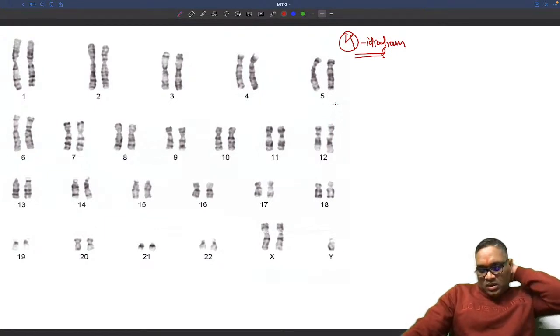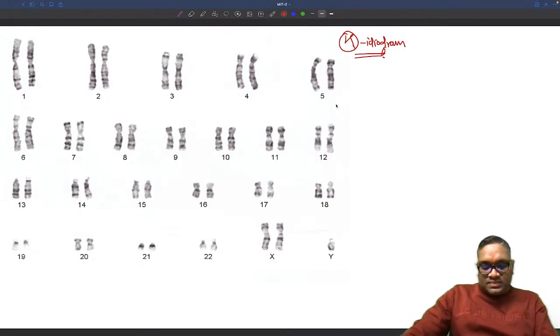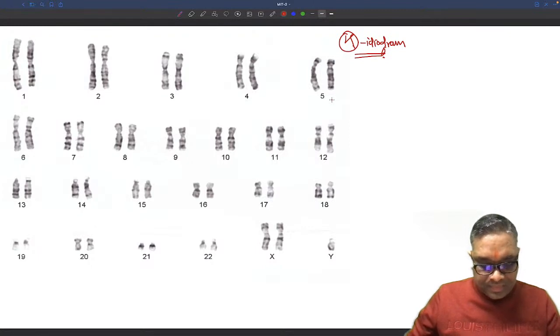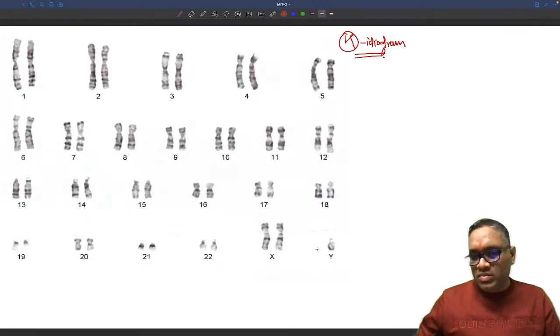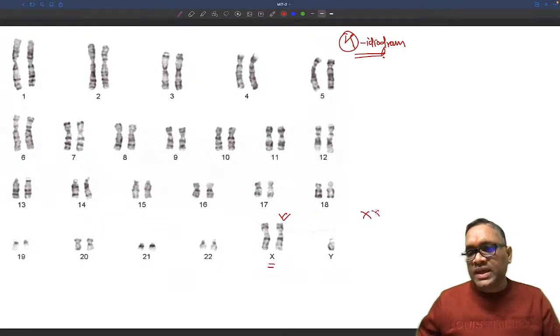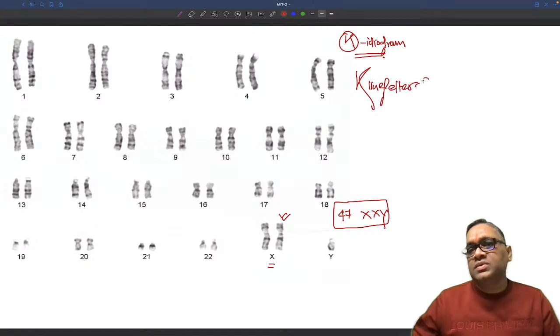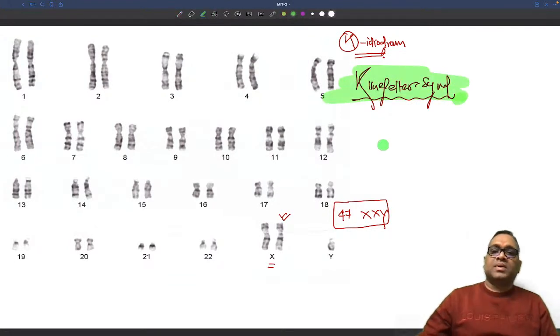So now can you tell me what is your diagnosis for this? Very good. Prashant has told me Klinefelter syndrome because there is more than one X chromosome, right? So there is one extra X chromosome. So this will be XXY. So this is 47XXY. So this is Klinefelter syndrome, which we are seeing in this question, right?